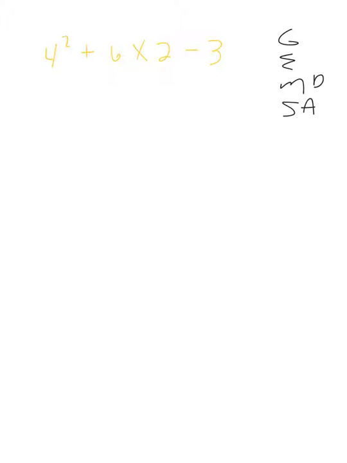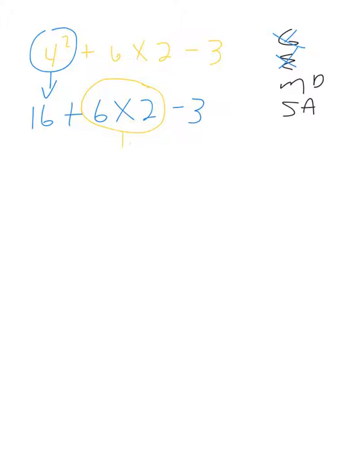So this problem is 4 squared plus 6 times 2 minus 3. So we have no grouping symbols, but we do have exponents. 4 squared is 16. I'm going to write it underneath, and then you're going to rewrite everything. We have no grouping symbols, we have no exponents, but we do have multiplication. And that's right here. And 6 times 2 is 12. And we're going to write everything in the exact order.